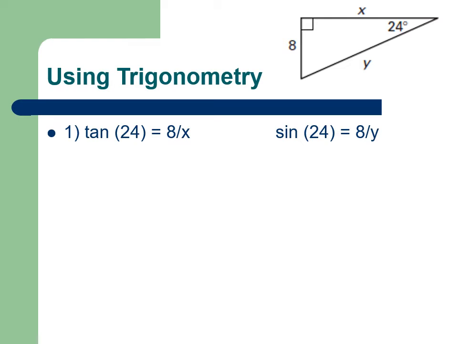Likewise for y, I've got 8, which is the opposite. Y is the hypotenuse. Which trig function uses the opposite side and the hypotenuse? That's sine. And here I have my values.